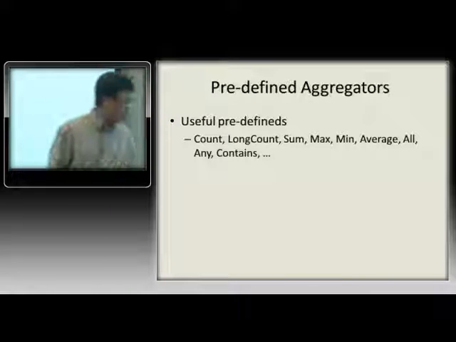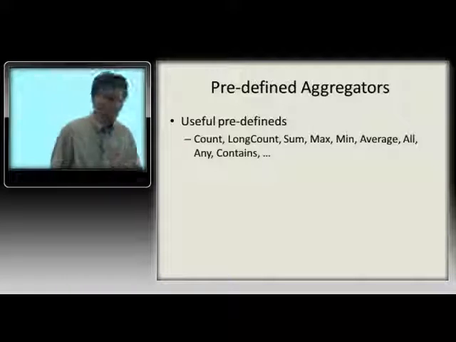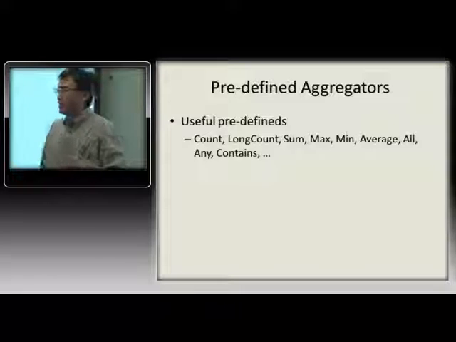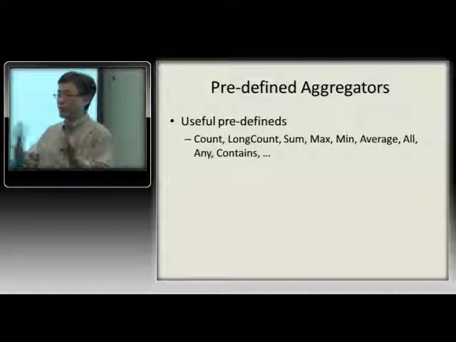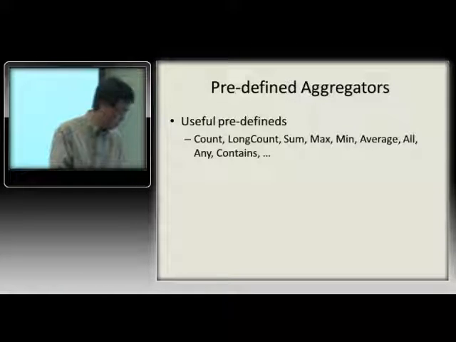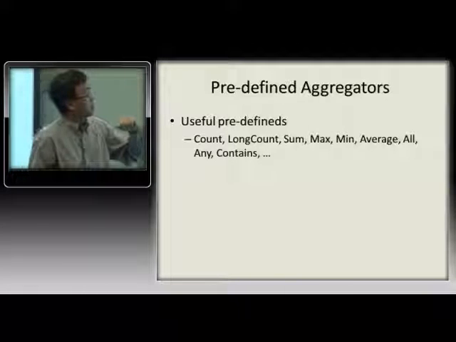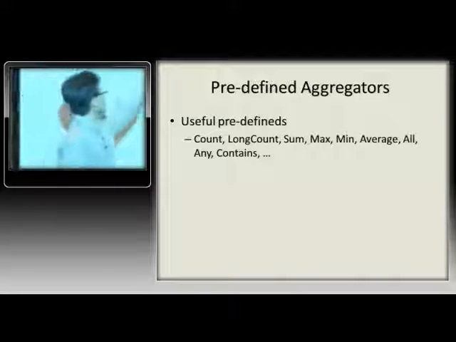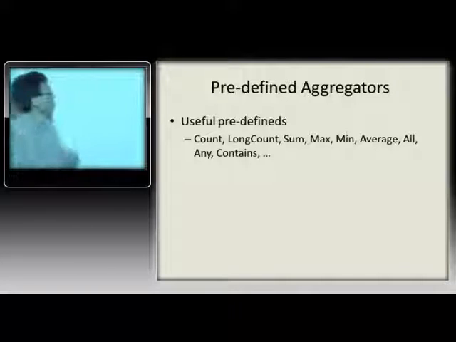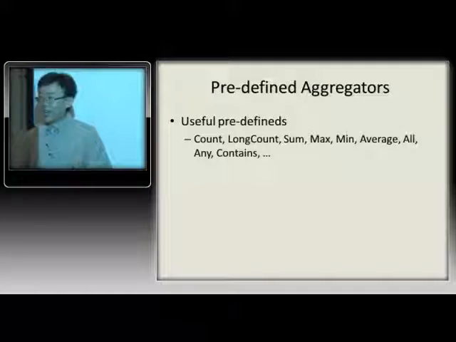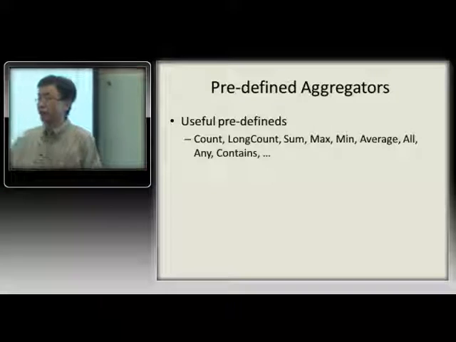The aggregate function is a little bit hard to use sometimes, as you probably saw. So there are some predefined aggregators for you. There's a count, which counts the number of elements in the collection. If it is a collection of integers or doubles, you can do sum, you can do max, you can do mean to compute the average. And there's also contains, which tells you whether some element is in the collection or not.